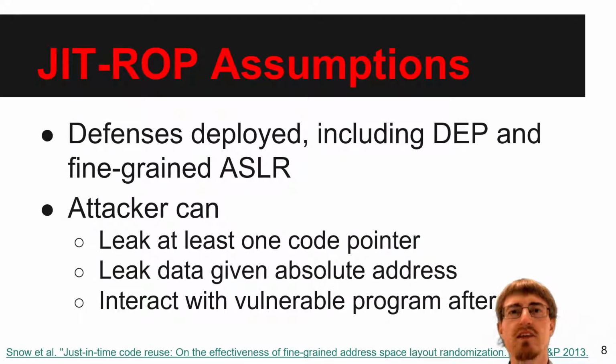Well, it turns out that even perfect fine-grained ASLR can easily be broken, and it can be broken with a technique called JIT-ROP. This slide provides the assumptions that we make, under which we can perform a JIT-ROP attack. First of all, we assume that all the important defenses, at least at the time that JIT-ROP was published, are enabled, including data execution prevention, which prevents us from doing shellcode, and also fine-grained ASLR.